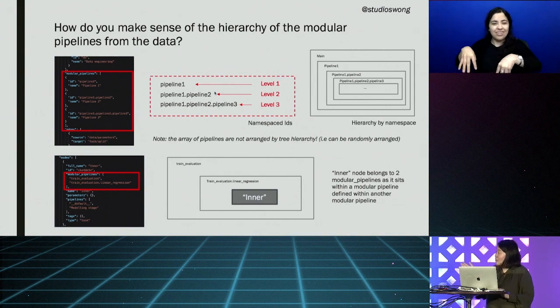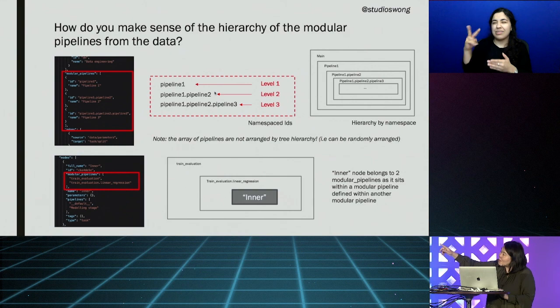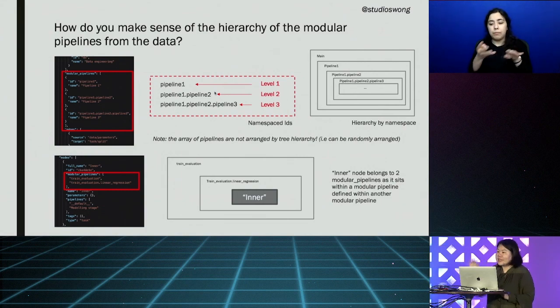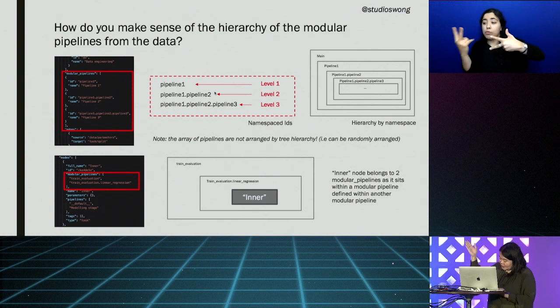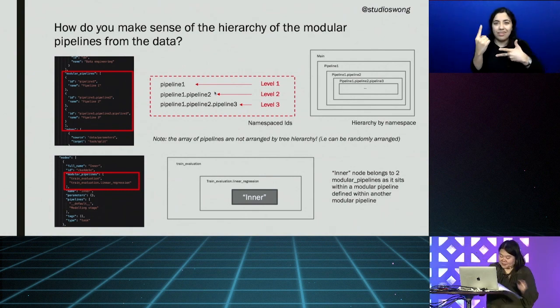Here you can see that we have adopted the concept of namespacing in our modular pipeline ID. For example, the second pipeline, pipeline1.pipeline2, means that this is a level 2 pipeline whose parent pipeline is pipeline1. The same concept applies to this later pipeline, pipeline1.pipeline2.pipeline3. That's the ID, but what it means is that it is a level 3 pipeline with pipeline2 as its immediate parent. So you can see here, this is the hierarchy as shown by the namespacing.